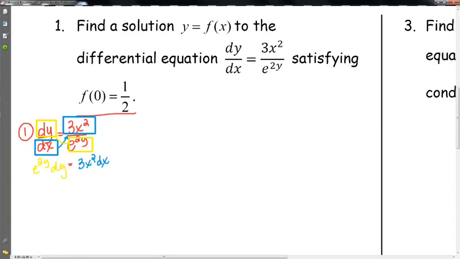Our second step is going to be to integrate our separated variables. So we're going to integrate e to the 2y dy, and we're going to integrate 3x squared times dx. Well, the antiderivative of e to the 2y is e to the 2y, and then I'm going to divide by my coefficient in front of my y, and that's going to be equal to x to the third plus c.